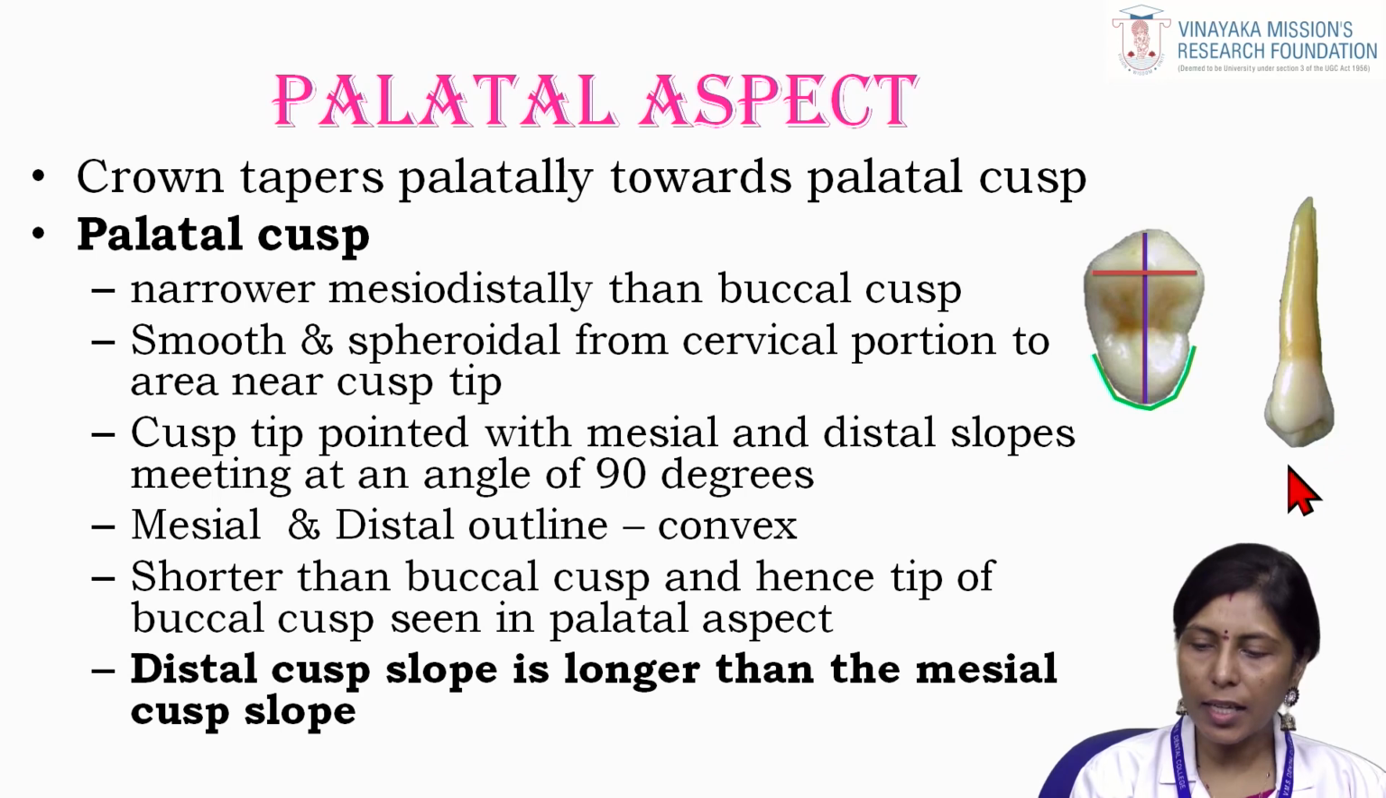And the cusp slope, in case of buccal aspect, the mesial cusp slope is longer than that of the distal cusp slope. Here in the palatal aspect, for the palatal cusp, the distal cusp slope is longer than the mesial cusp slope. Can you appreciate that now?